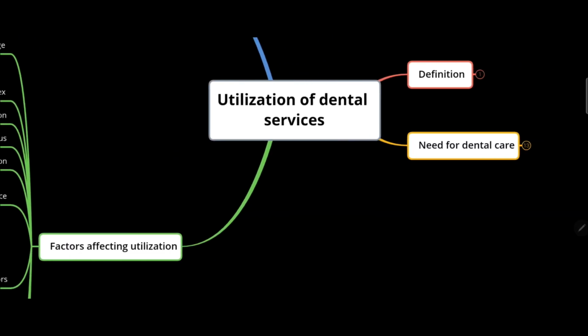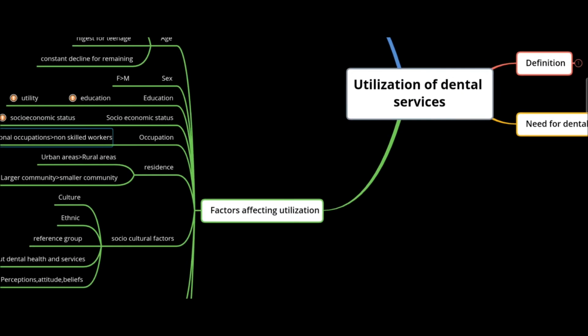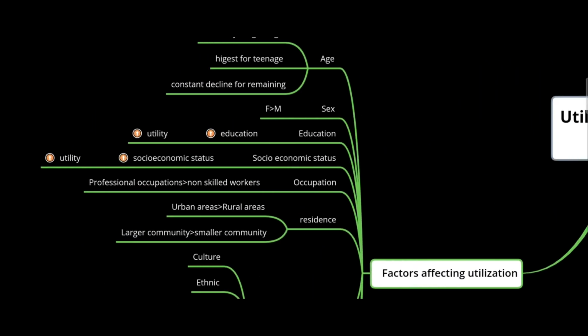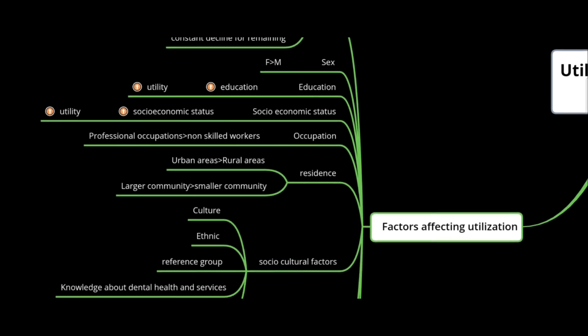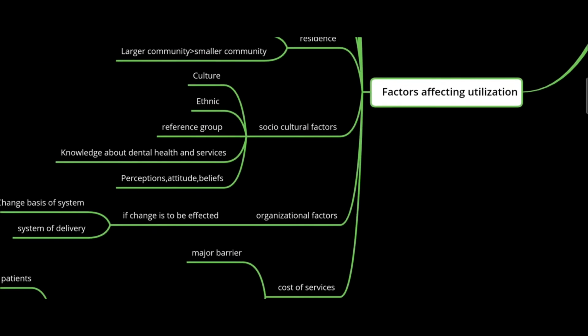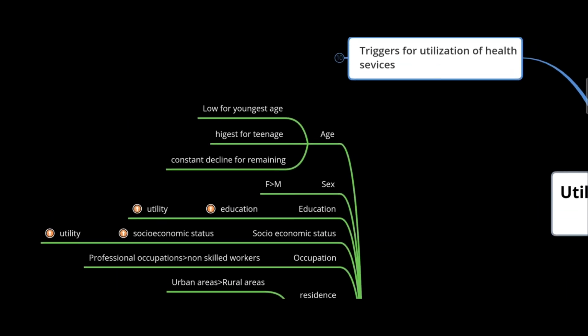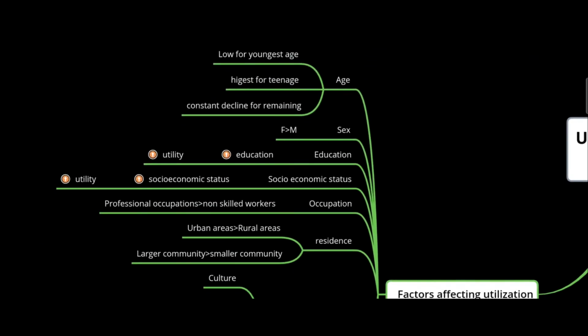So, now we are done with definition and need for dental care. Coming to the factors which affect utilization. Now, the factors which affect utilization are age, sex, education, socioeconomic status, occupation, residence, socio-cultural factors, organizational factors, and cost of services. Now, age. So, what are we trying to determine here? At what age are the people going to mostly utilize the dental services provided to them? The dental services will be most utilized by teenagers, low for the youngest age, and there is a constant decline for the remaining age groups.